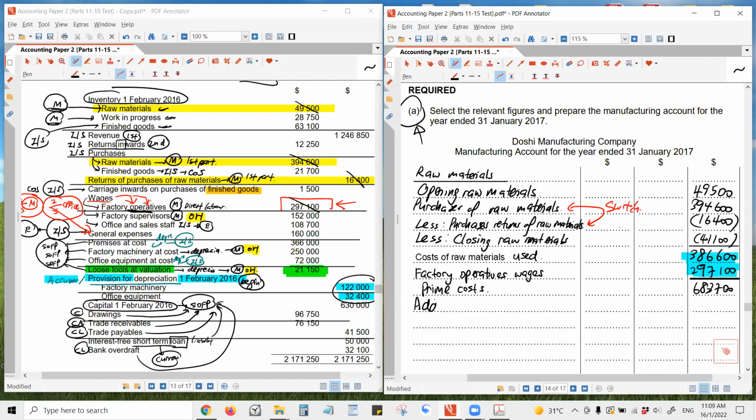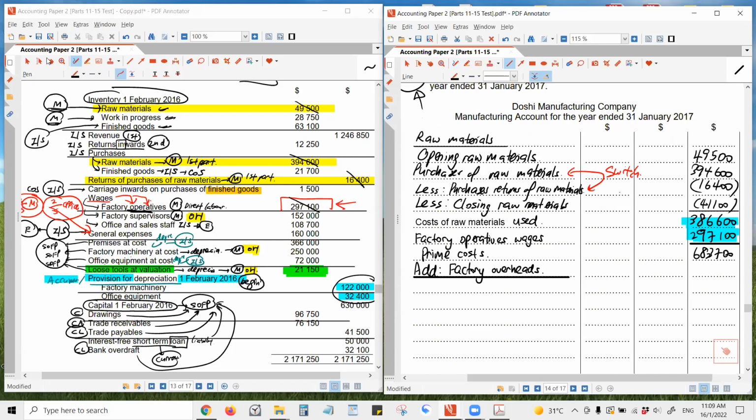So let's draw the subheading. You write, and okay, you should be doing correction, yeah. Factory overheads. Draw a line for this. Now look at the question, find factory overheads. I remember those overheads, I should have indicated them with the OH, which stands for overhead. So look for the OH label.